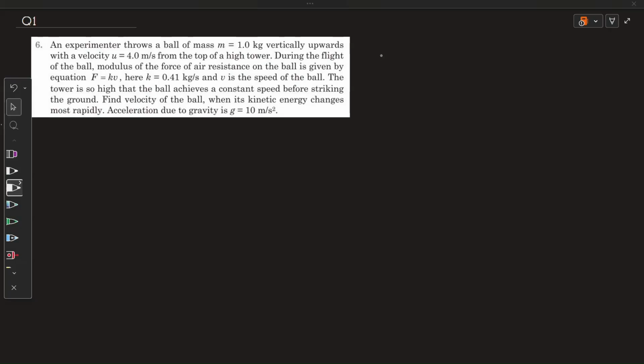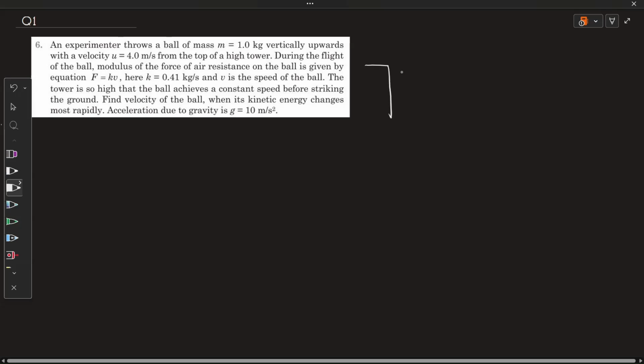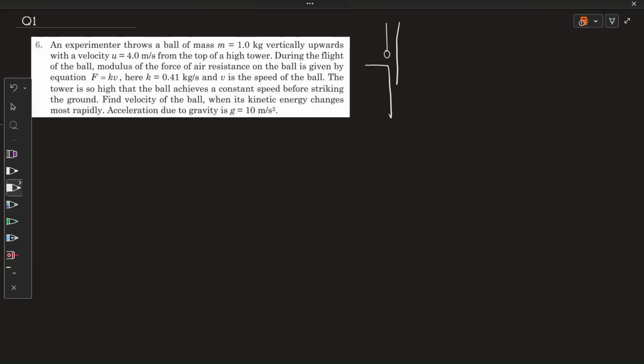Let me first put the situation into a diagram. Considering this is my tower, I'm throwing a ball upwards from here. So it will go up and come down this way. Now I'm considering two parts, the first part and the second part. I'm going to apply two methods.